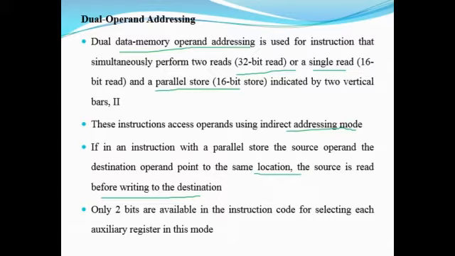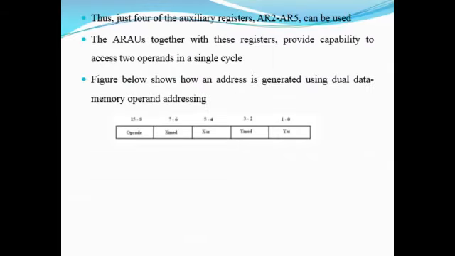So the data memory operand is going to be used, and there will be one read operation and one store operation, or two reads of 32-bit, or one single read, which is 16-bit. Only 2 bits are available in the instruction code for selecting each auxiliary register in this particular mode. So just for the auxiliary registers AR2 to AR5, we can use this dual operand addressing.